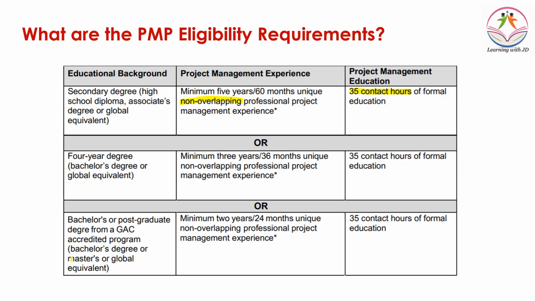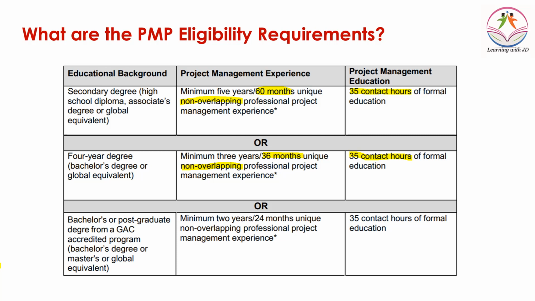education. Now the second part is that you have a 4-year degree, that is a bachelor's degree or globally equivalent degree. In this case a minimum of 36 months, that is 3 years, of unique non-overlapping professional experience is important. So in the previous one it was 60 months, in this case it is 36 months. And again the criteria remains the same: 35 contact hours of formal education.